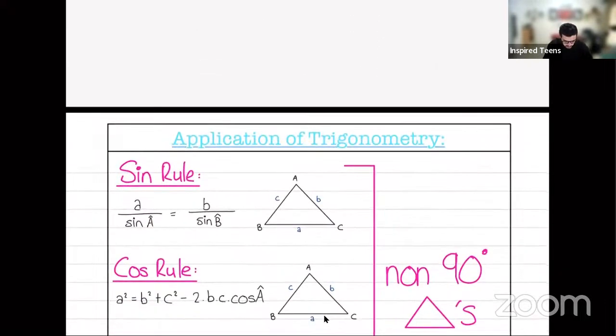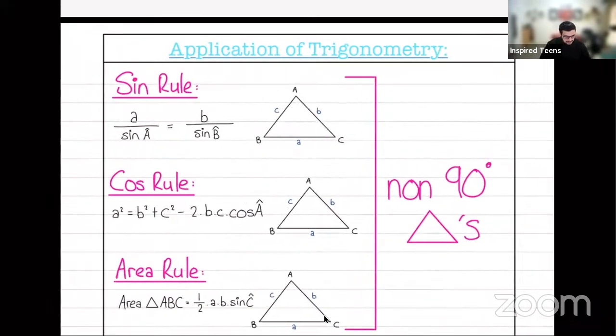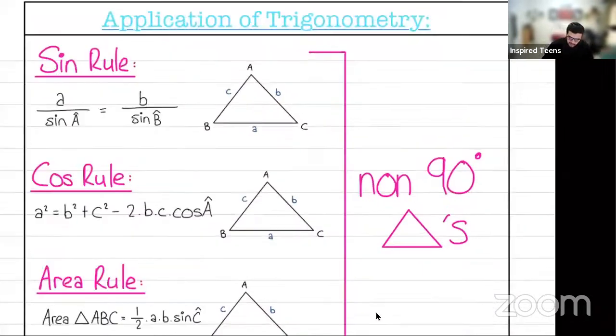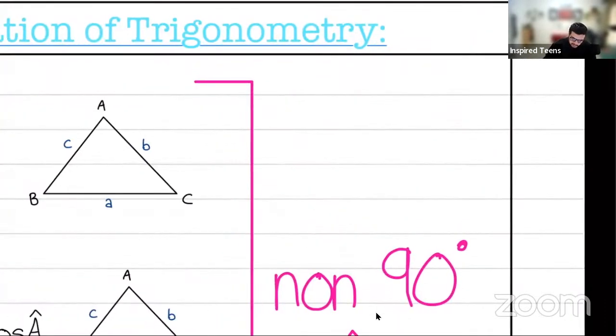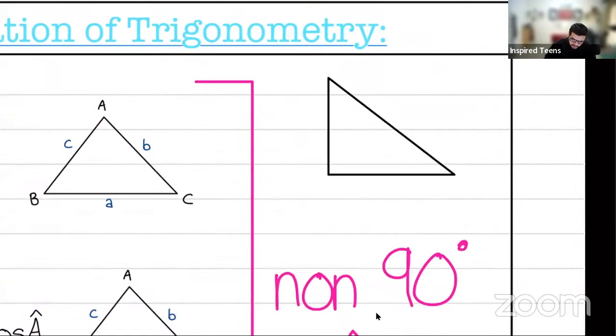Application of trigonometry starts off with these basic three rules that we have to know: sine rule, cos rule, and area rule. The important thing is that we use these rules when we have non-90 degree triangles. A non-90 degree triangle is a triangle that does not have a 90 degree angle. A 90 degree triangle has a corner, an angle that is perfectly 90 degrees. A vertical and horizontal line would create a 90 degree angle.